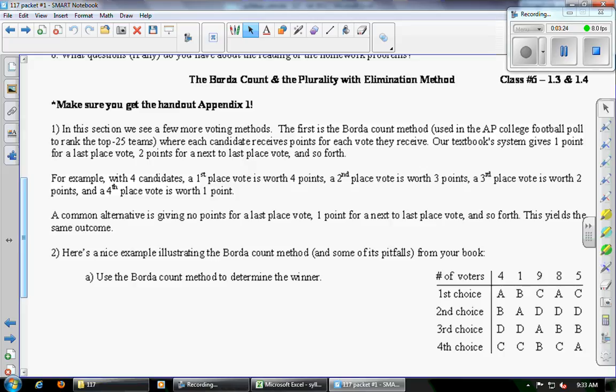So a little shortcut, however many candidates there are, that's how many points a first place vote is worth, because last place is always worth 1. Fair? So if there were 8 candidates in the race, a first place vote is worth how many points? 8 points. However many candidates, that's what a first place vote is worth. For me, I always start at the bottom. Last place vote is worth 1. That's always the same no matter how many candidates there are. Now, it is possible, instead of doing that, there's this alternative where last place gets no points and then 1 point for second to last place. It gives you different point totals, but it doesn't change the outcome. The same order of the candidates will come out.